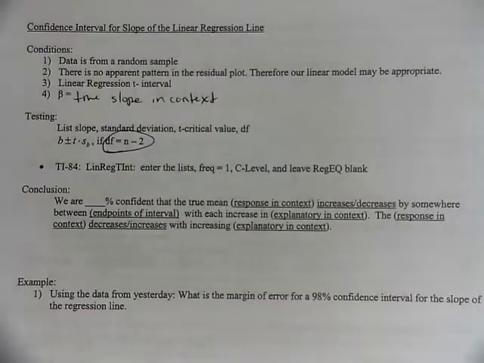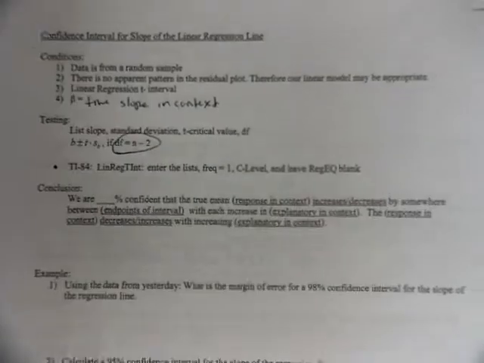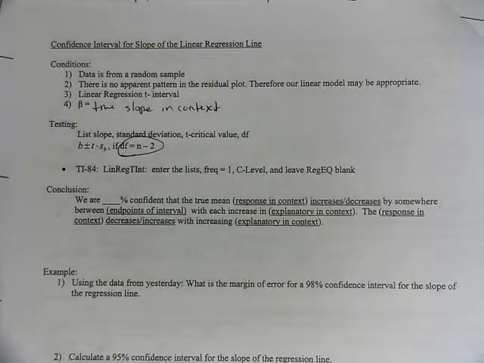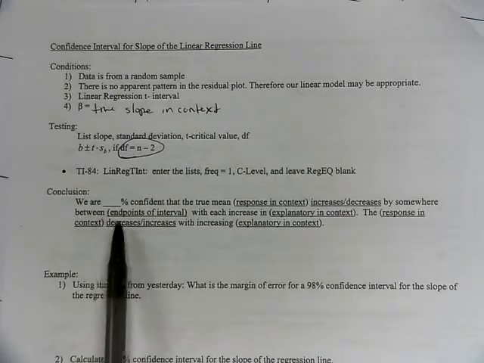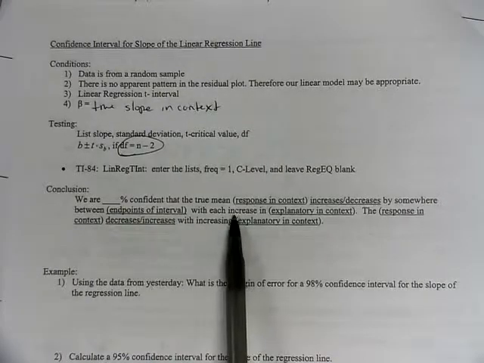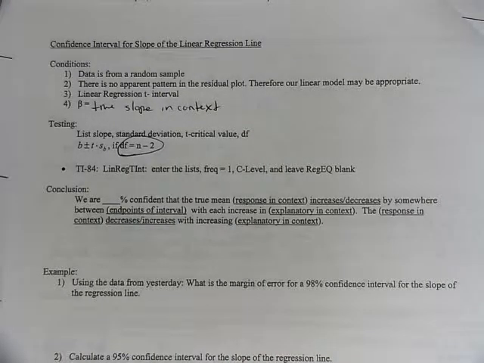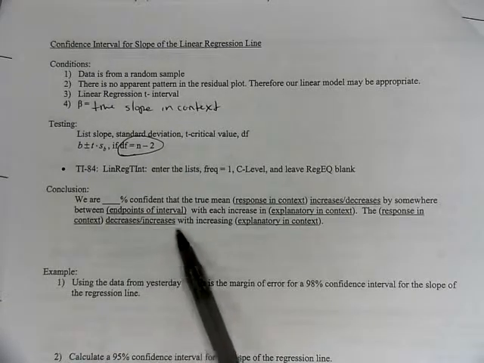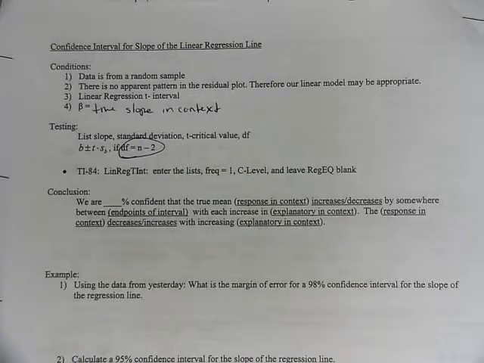And you're basically just going to calculate this without using the calculator. Again, you can use the calculator. There is a test, but you need the actual data for that, which they don't normally give you. They'll normally give you the Minitab output like we did yesterday. And then your conclusion: we are however percent confident that the true mean increases or decreases by between whatever with each increase in the explanatory variable in context. And then your second sentence is the response variable increases or decreases with an increase in explanatory variable. So that makes more sense when you actually do the problem.